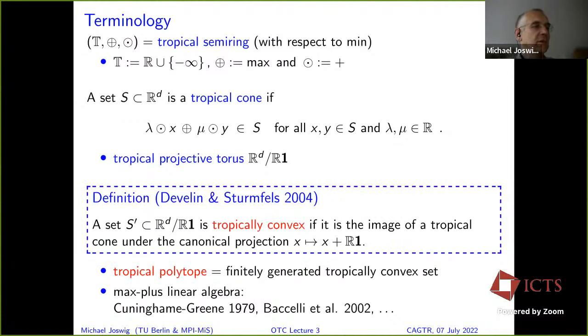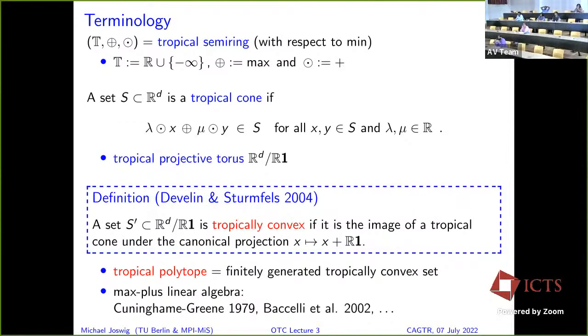And then here's the central definition due to Mike Devlin and Bernd Sturmfels from 2004. They say a subset of the tropical projective torus is tropically convex if it arises as the image of a tropical cone under the canonical projection map. The terminology back then, almost 20 years ago, was slightly different, but this is now the established notation, and it's only a very mild modification of the original terms. A tropical polytope is a finitely generated tropically convex set. You can easily get a hull operator from this tropical convexity. The tropical convex hull of any set inside the tropical projective torus is the smallest tropically convex set containing the given set. Then you can ask for finite generation, and these are tropical polytopes by definition.